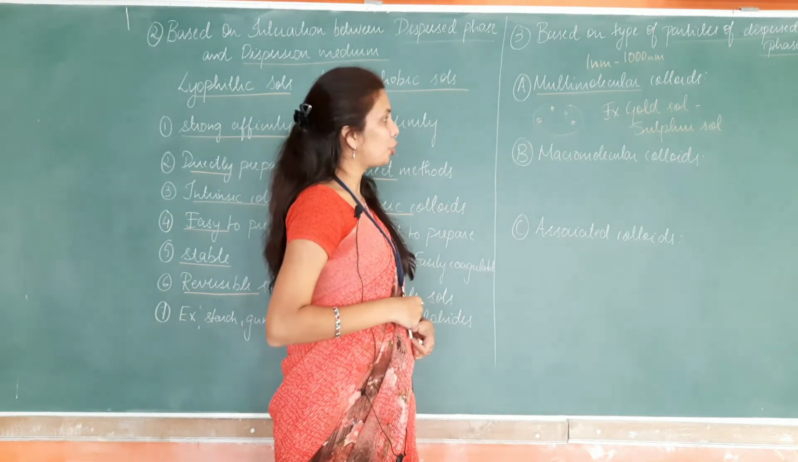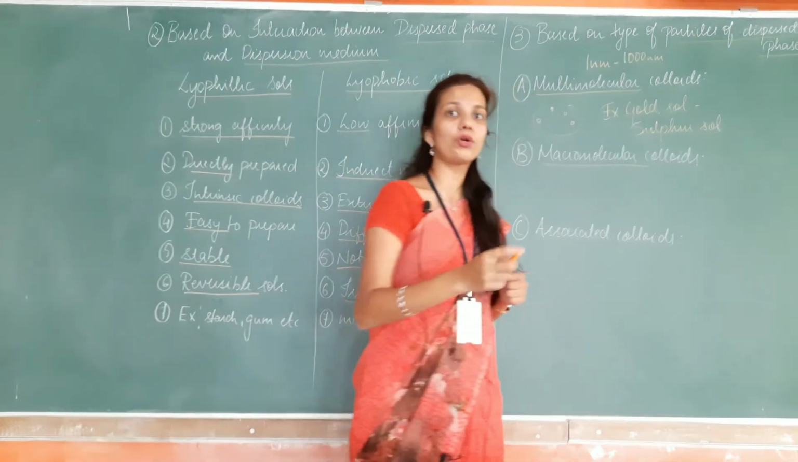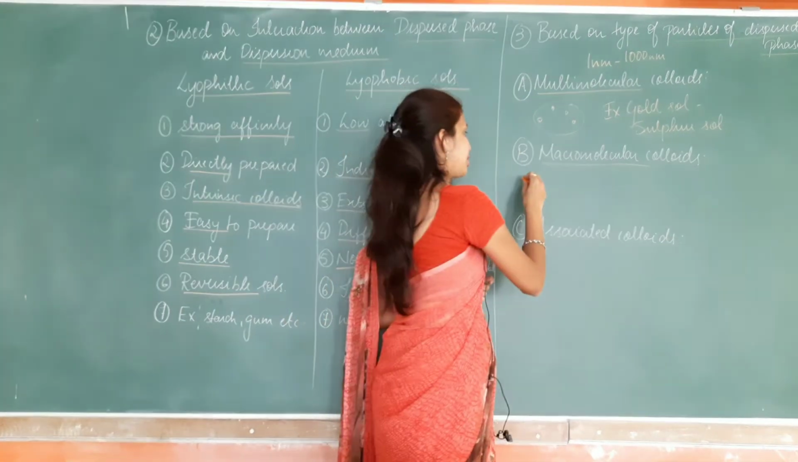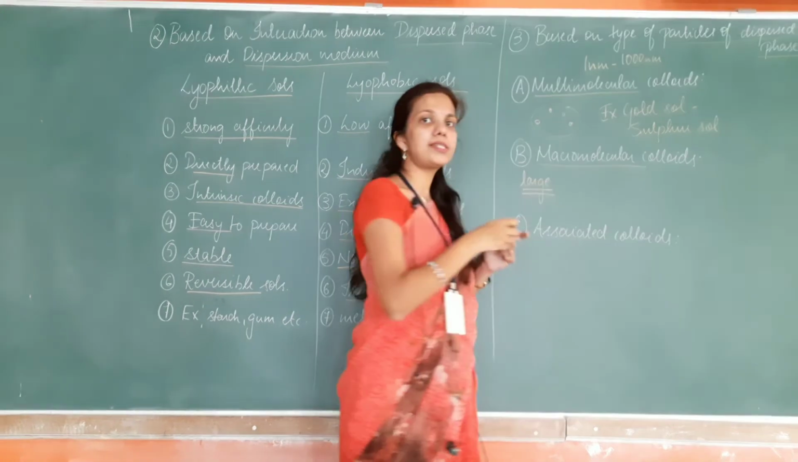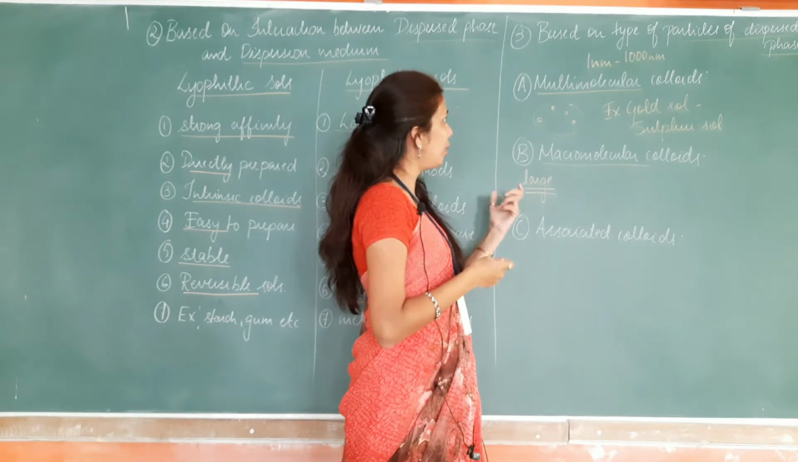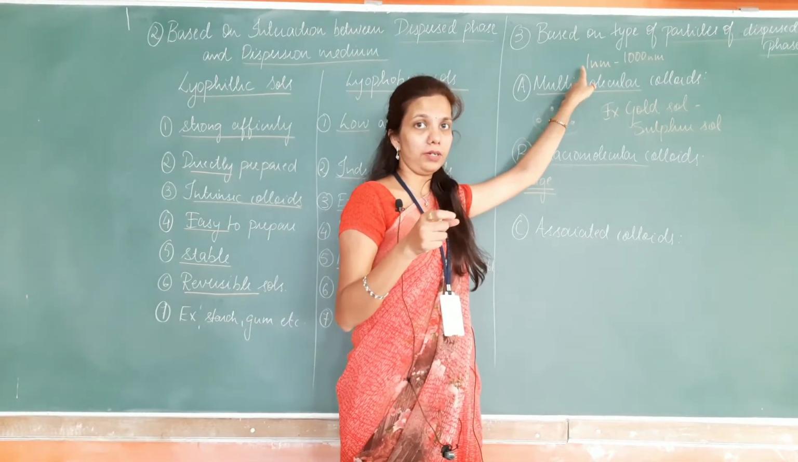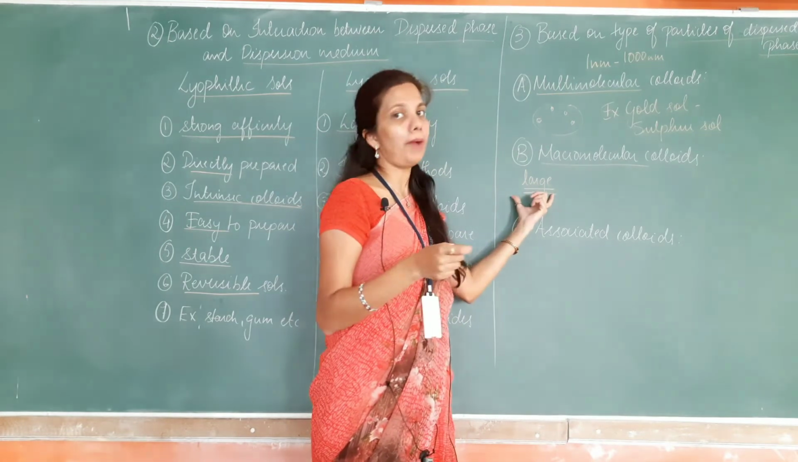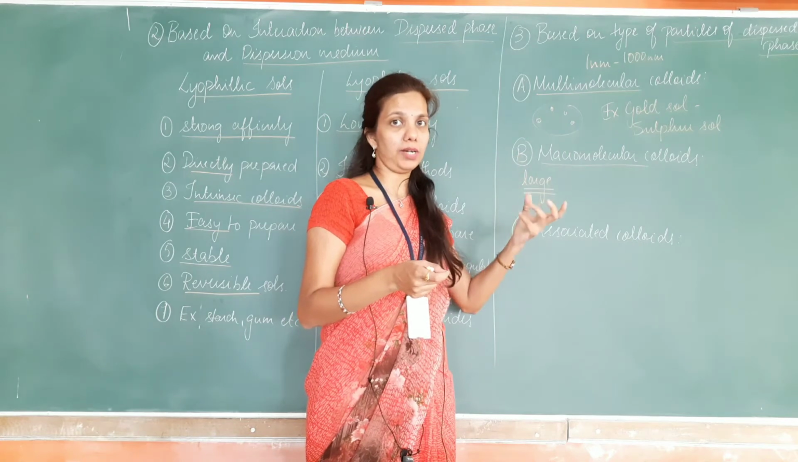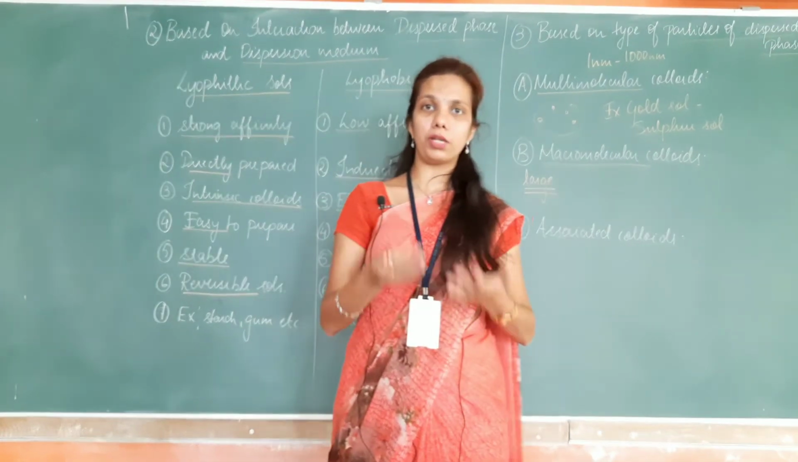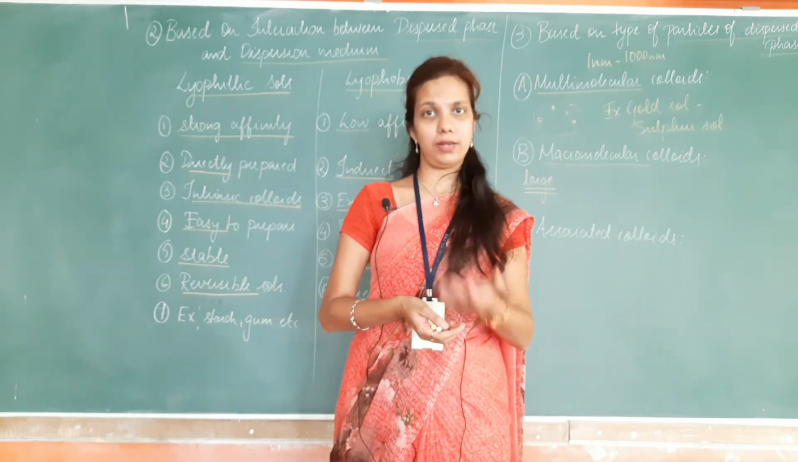Now coming next to macromolecular colloids. The word macromolecular itself suggests that the molecule is large in size, so its size will be in the range of 1 nanometer to 1000 nanometer. How are we going to form a macromolecular colloid? You just take this substance or particle in a particular solvent or liquid, shake it well, and your colloid is ready.